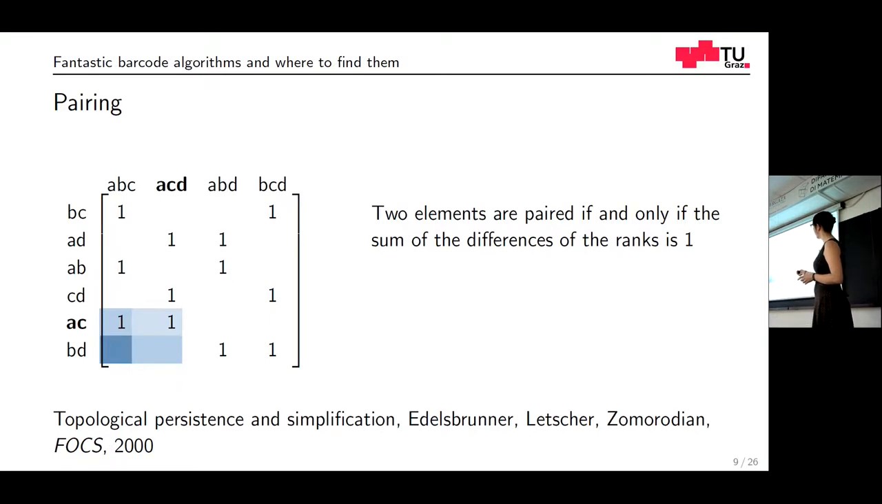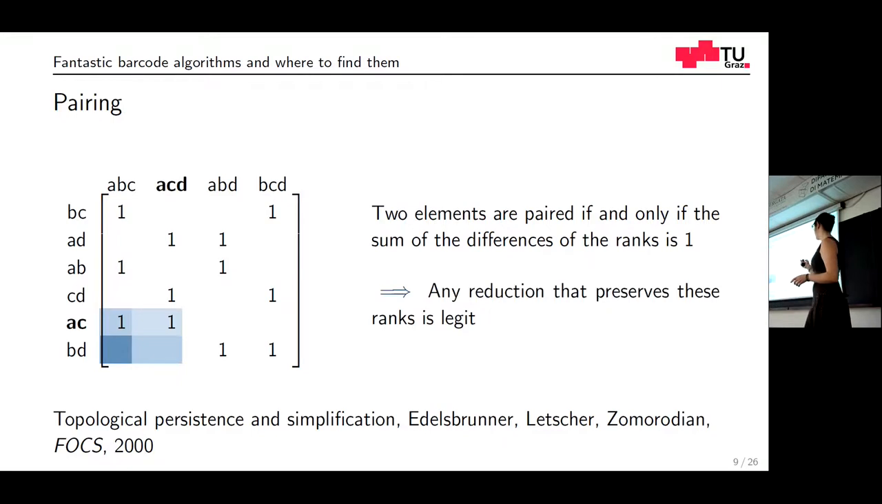So for example, here I have that the rank of this big one is one, minus the rank zero, minus one, and then plus zero. So the result is zero. This is not a pairing, because as a matter of fact, AC is paired with AB. Now, why am I presenting it in this way? The reason is that in this paper, the authors used this relation of the rank to prove that their reduction method is the correct one, because it preserves this pairing. But I want you to go home remembering that actually it is the other way around. Anything that preserves this rank is a good persistence algorithm.